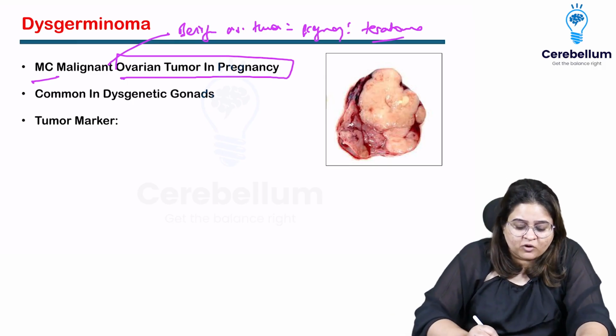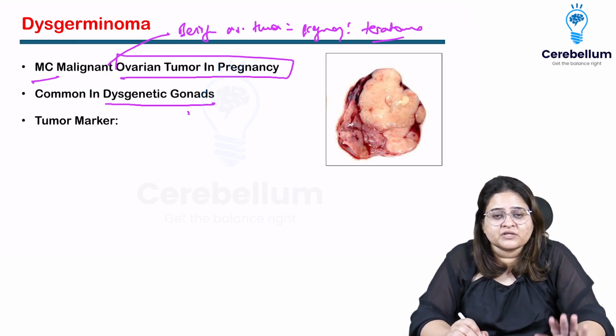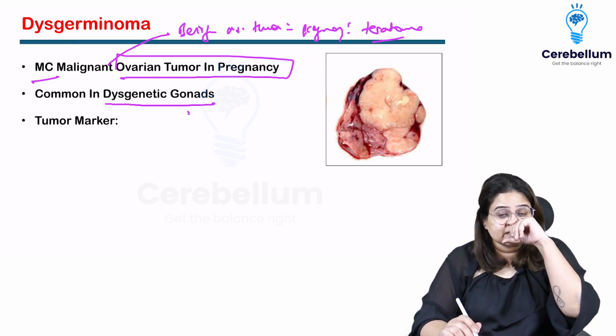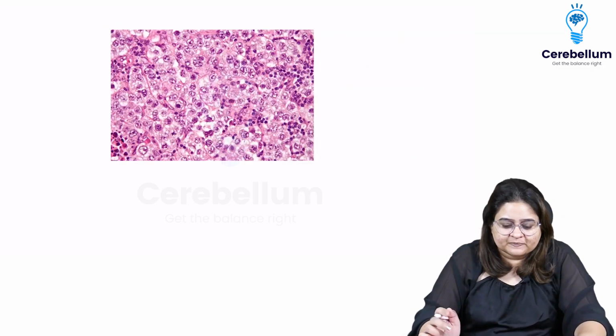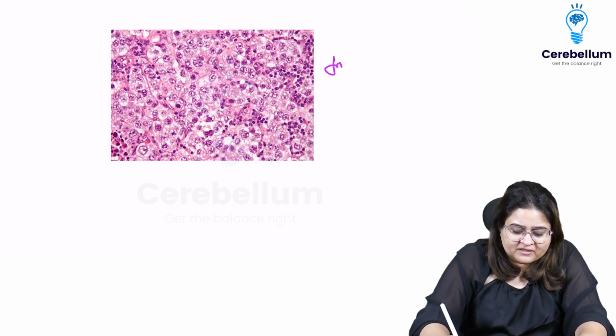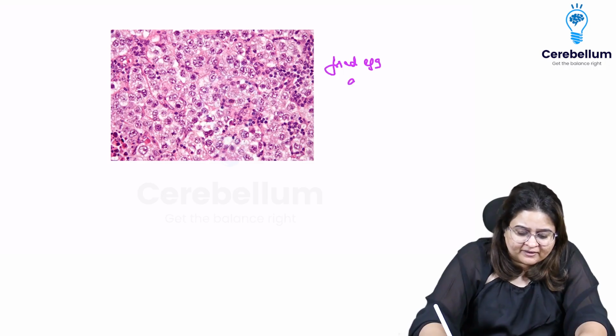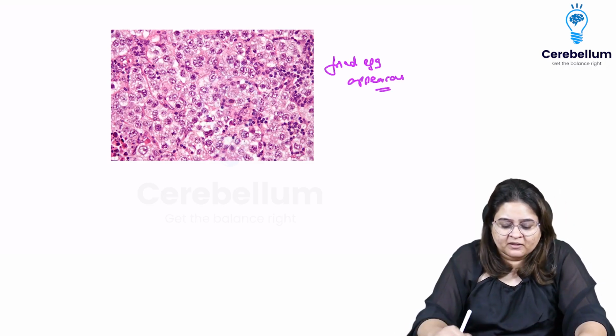The tumor is common in dysgenetic gonads. Remember, we talked about Swyer syndrome, androgen insensitivity. In these, dysgerminomas are common. The tumor marker is LDH. Remember, D for D, dysgerminoma, LDH. What do you see in the dysgerminoma? You see these cells. These are called the fried egg appearance on histopathology.